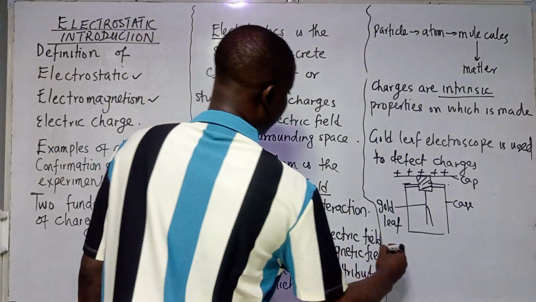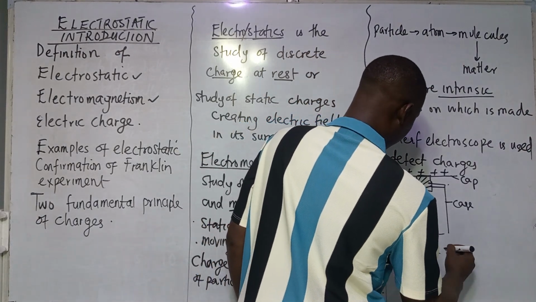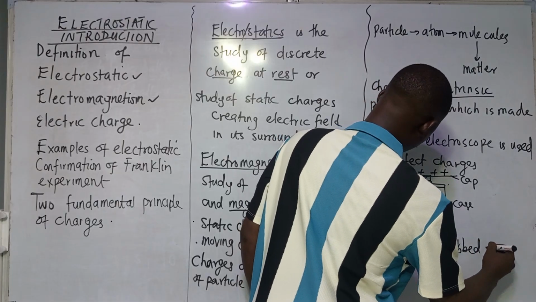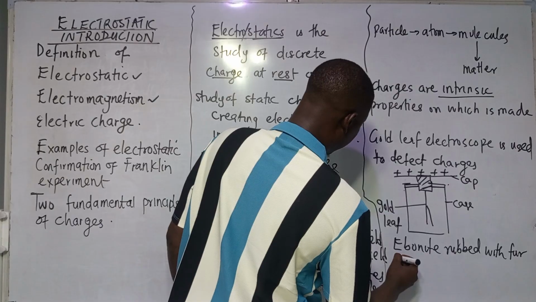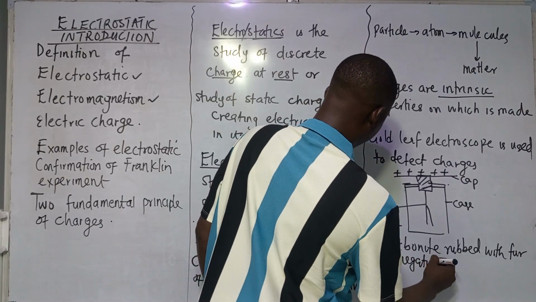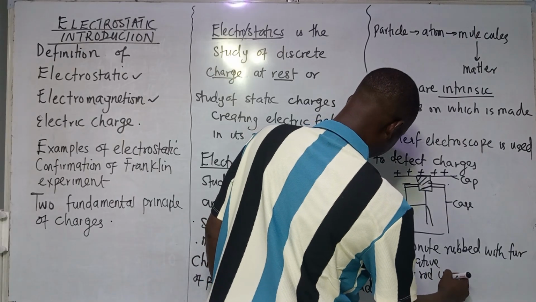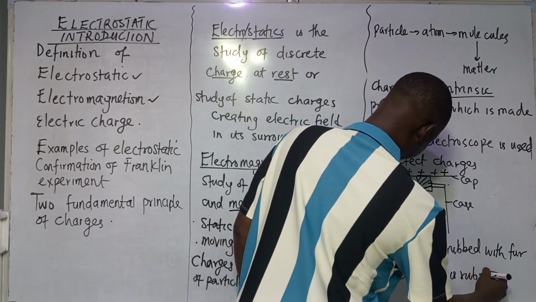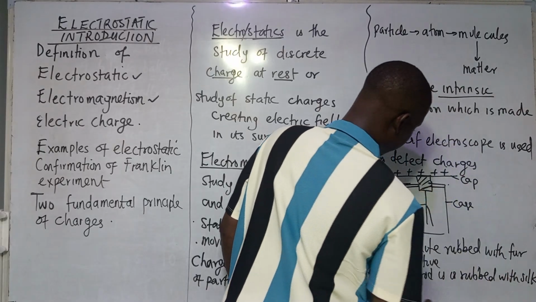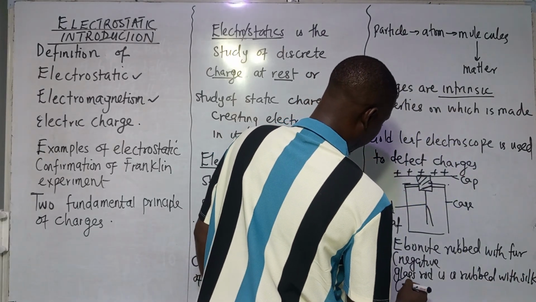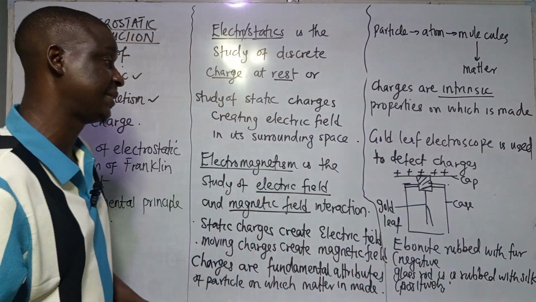So please don't forget, when ebonite is rubbed with fur, the ebonite becomes negative, but when a glass rod is rubbed with silk, the glass rod will become positively charged. The glass rod is positively charged.